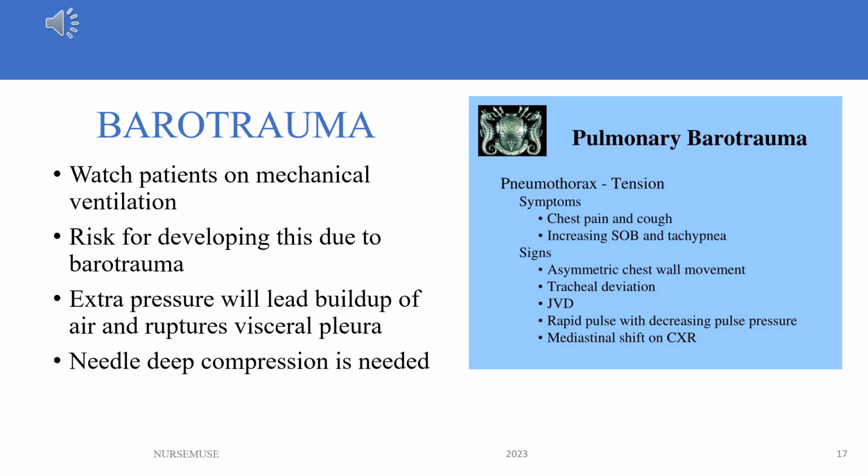So you're going to have chest pain, you're going to have cough, you're going to have increasing shortness of breath, you're going to be tachypneic, you're going to see asymmetrical chest wall movement, you're going to see that tracheal deviation. Remember to look for that JVD, although that's a late sign. You're going to have a rapid pulse with decreasing pulse pressure, and you're going to see that shift on a chest x-ray. So for the patients who are on mechanical ventilation, we always need to be assessing their chest wall, assessing their lung sounds, making sure that they're breathing symmetrically, and making sure that the settings are always correct on these patients.